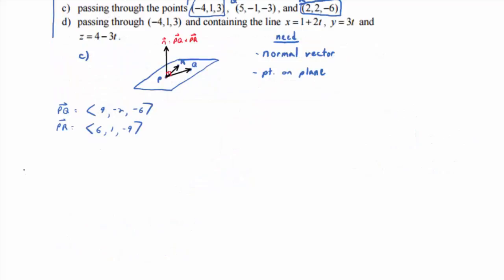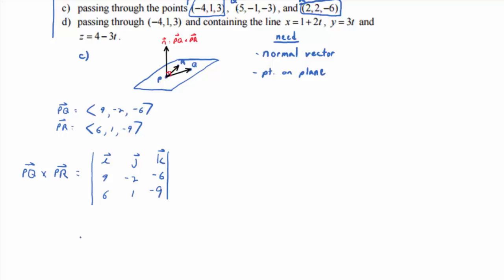Let's go ahead and find PQ cross PR. We create a pseudo determinant, or a pseudo matrix, to start with. It's a pseudo determinant because in the top row we put vectors, and in a real determinant you never have vectors: i, j, and k. Then what do we put in the second row? The components of, let's say, PQ: 9, -2, -6. And then 6, 1, -9.